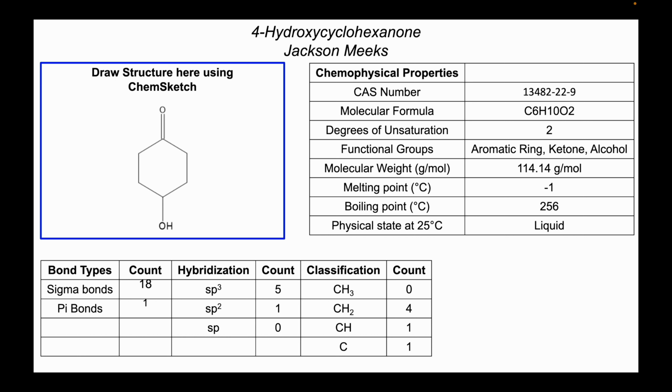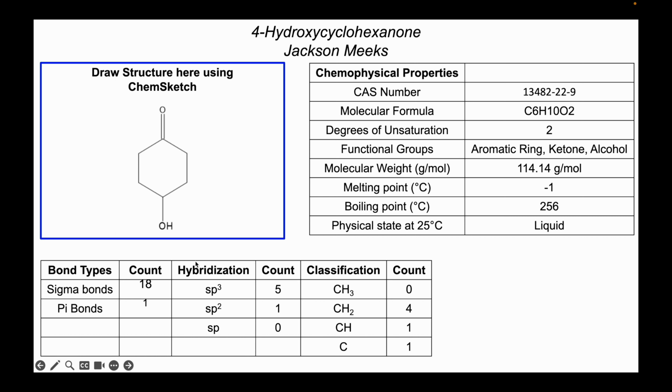I would also like to discuss the IUPAC nomenclature of this molecule. As we look at the compound, the functional group with the highest priority is going to be the ketone. So the ketone is going to be at the end of the molecule with the suffix -one. And then the ring is represented by the cyclohex, as it is a cyclohexane. And then the hydroxy group, the prefix for the alcohol group, is at the 4th position. So 1, 2, 3, 4, at the 4th position.